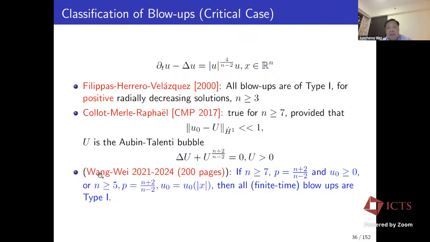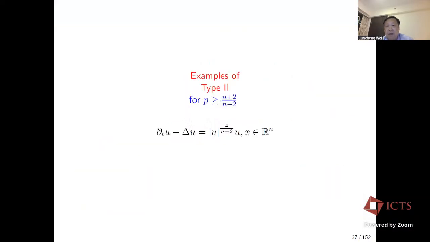And with Kwan, we proved that for n greater than 7, we don't need this smallness condition. For any non-radial, any L infinity data, all blowups are type 1. So, in terms of positive solutions, all blowups are type 1, as we expect. However, there are type 2 blowup solutions, and there are sign-changing type 2 blowup solutions.